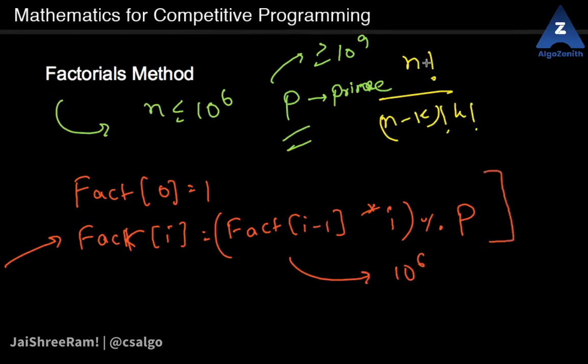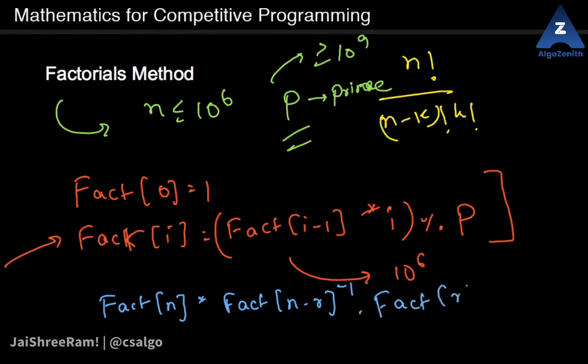After that, for any n choose k given, what we need to do is calculate factorial of n multiplied by inverse of factorial of n minus r, multiplied by inverse of factorial of r. So this is how you calculate n choose r. Now these are just accesses to arrays, so you can get these values pretty fast. Now these inverses you can also pre-compute if you want to, or you can just use an exponentiation technique.